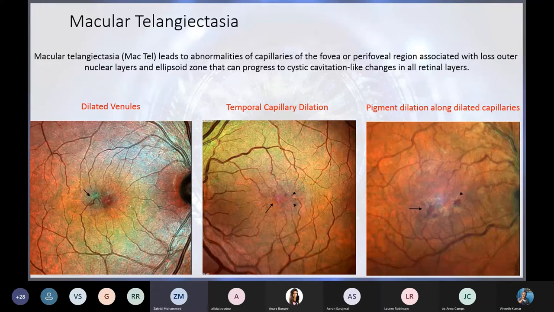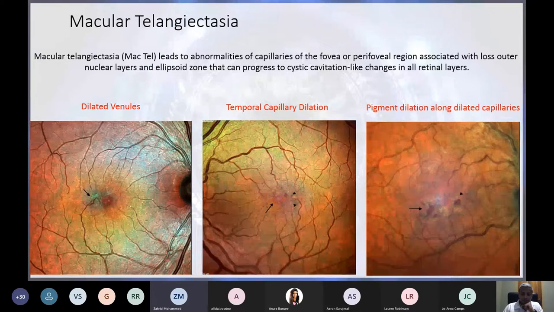So to briefly run through what macular telangiectasia is, because that's what we were thinking as well. It is commonly called MacTel and leads to abnormalities of the capillaries in the foveal or the perifoveal region, normally associated with loss of the outer nuclear layers and the ellipsoid zone that can progress to cystic cavitation changes throughout all the layers. So on the images below, these are what they typically look like.